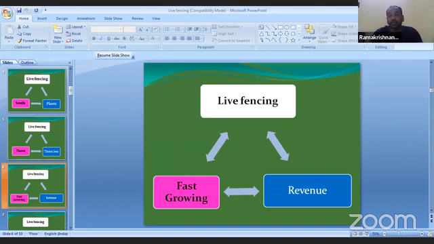Second thing, revenue. When we go for live fencing, from the live fencing material we also get some revenue, such as fruits, leaves or fodder. So we select that type of planting materials.